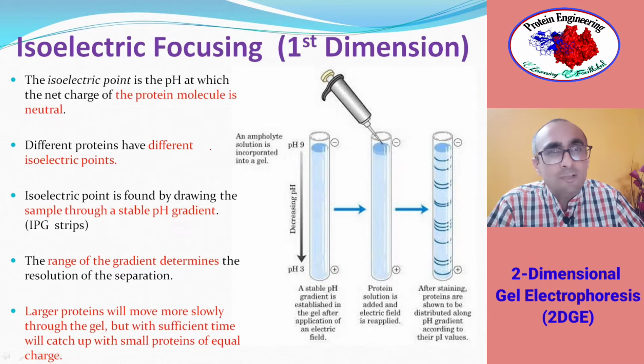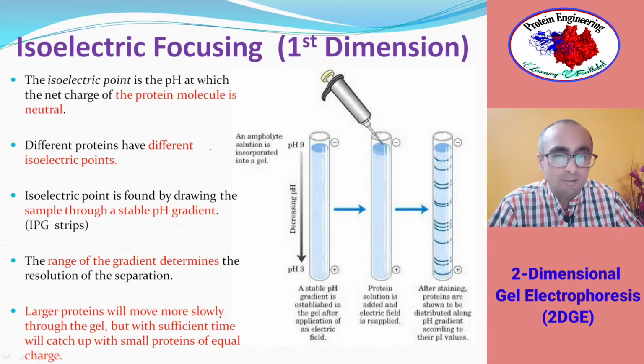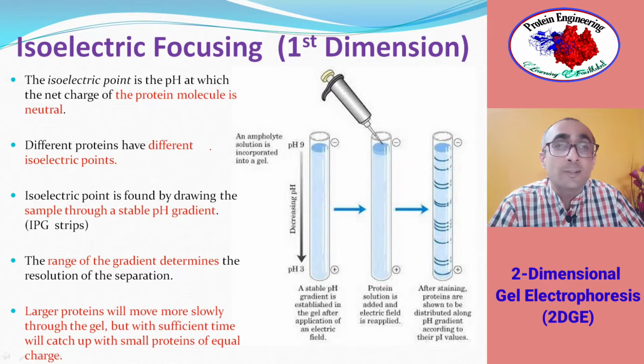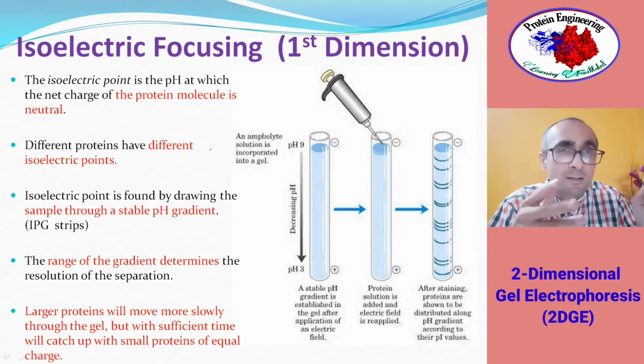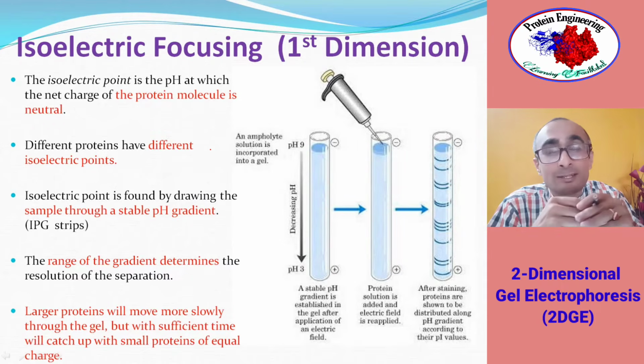First, the entire proteome is separated on the basis of the proteins' pI, and that is called isoelectric focusing. The isoelectric point of a protein is the pH where the net charge on the protein is 0, because at that pH the total number of positive and negative charges on the protein is equal. And the pI of a protein obviously depends on the composition of the protein in terms of amino acids.